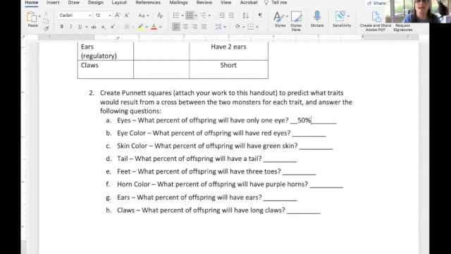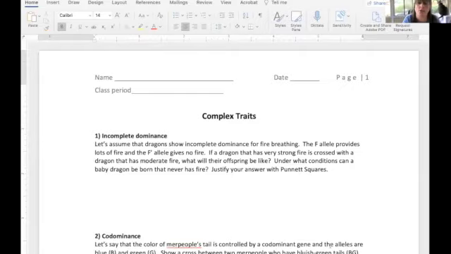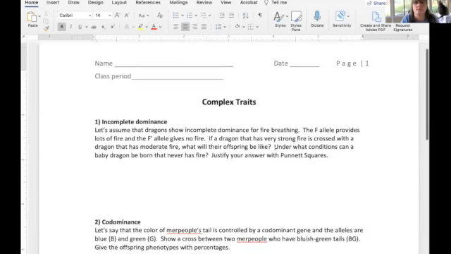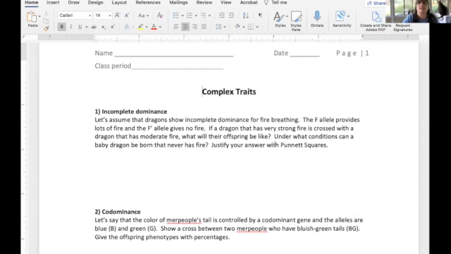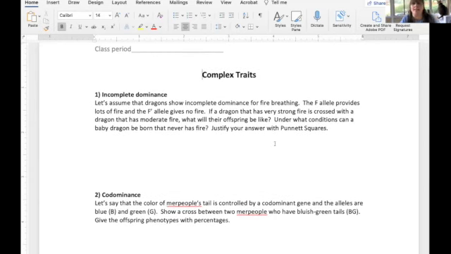Okay. Now, last part of this is the other homework page, the complex traits page. So that would be this one. Incomplete dominance, incomplete blended, fire allele. We covered this in the PowerPoint where the F is strong fire or lots of fire and the F apostrophe is no fire. There are two questions here.